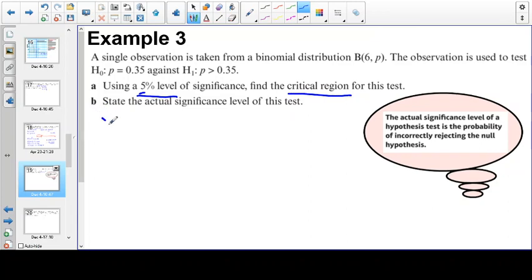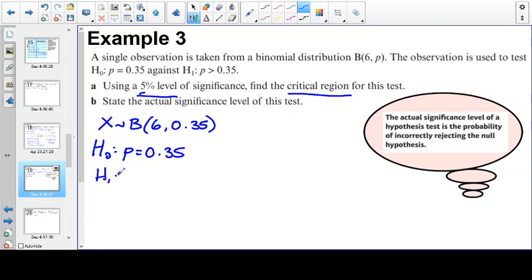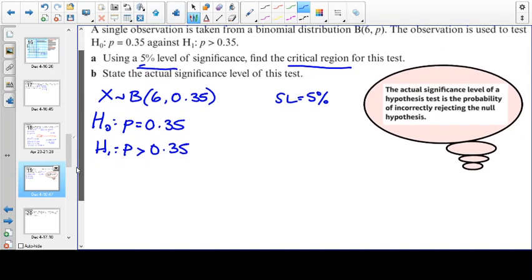Okay, so X is distributed binomially. Number of trials 6, probability of success 0.35. Null hypothesis is 0.35. Alternative hypothesis, P is greater than 0.35. And the significance level is 5%. Okay, so this time, again, we're after a critical region.